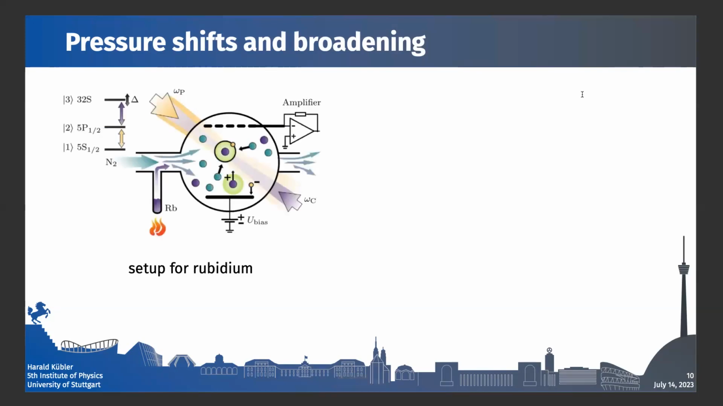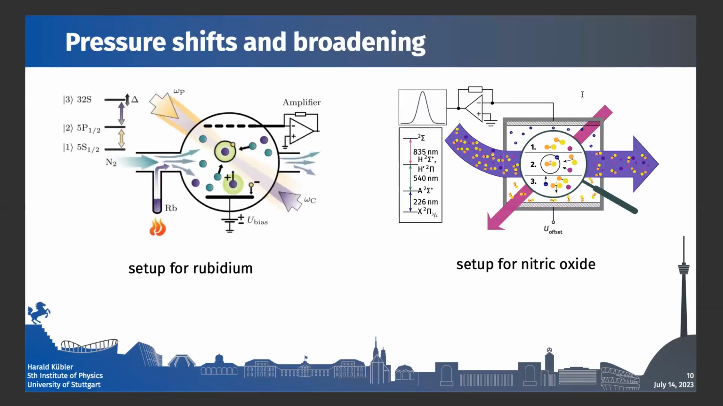But first of all, I want to compare it to measurements we did a few years ago. If you compare the setup we were using at that time with the setup I just showed you, the differences are mainly in colors. But at that time, we could measure rubidium in the background of additional gas. Here it's all gases, but that's exactly the difference.